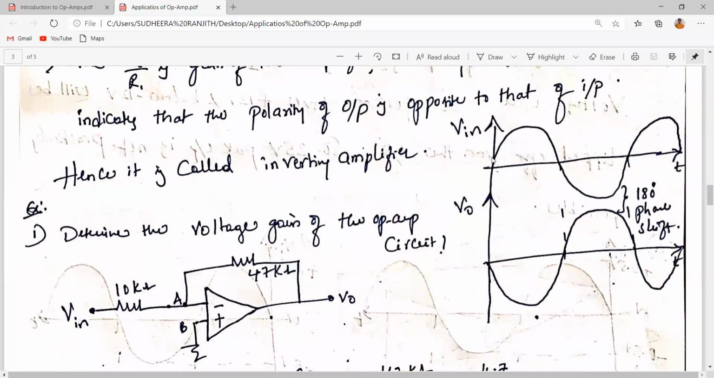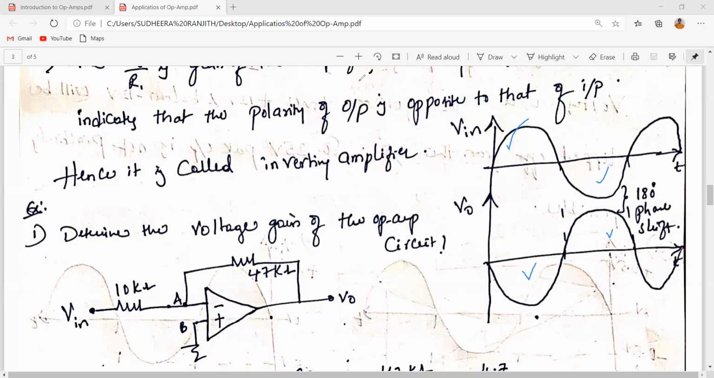Graphically, here I am applying Vin, which is taken as a sinusoidal input signal. If you observe the first part of the output and this one, they are out of phase. They have a 180 degrees phase shift. The difference between those phase angles is 180 degrees. That means the output is 180 degrees out of phase with your input signal.